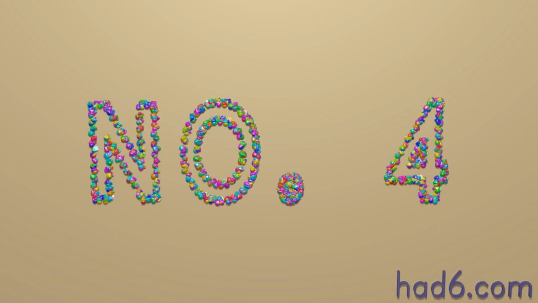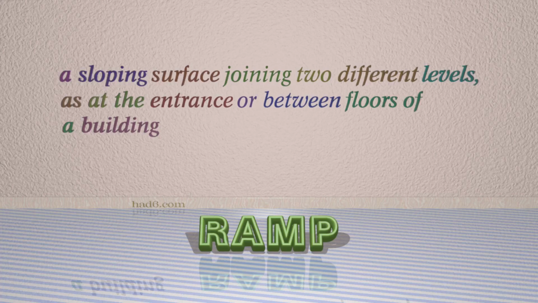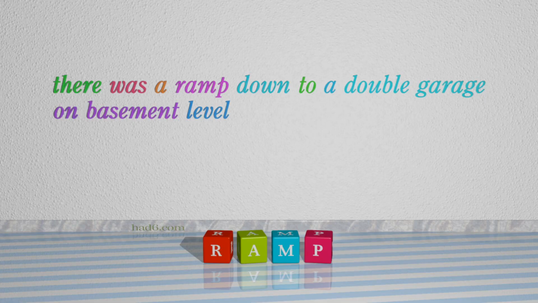Number 4. Ramp, which means a sloping surface joining two different levels, as at the entrance or between floors of a building. Ramp. For example, there was a ramp down to a double garage on basement level.